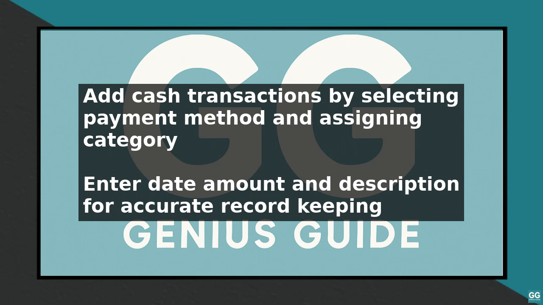entertainment. Mint also allows you to split transactions, which is useful when you make a purchase that includes multiple items. For example, if you buy groceries and pay with cash, you can split the transaction into separate categories such as food, household items, and personal care.